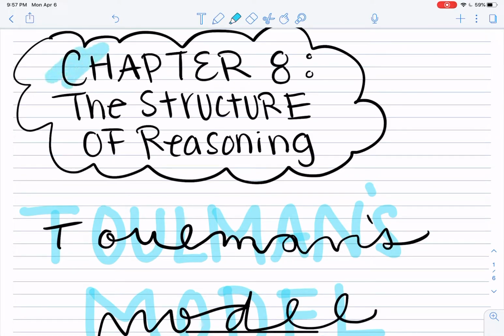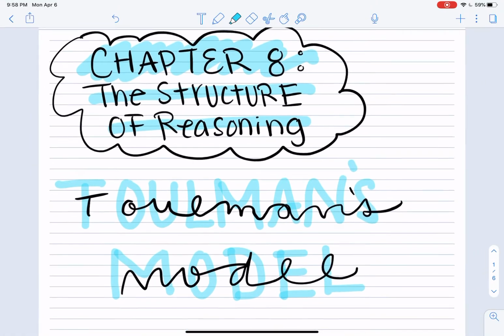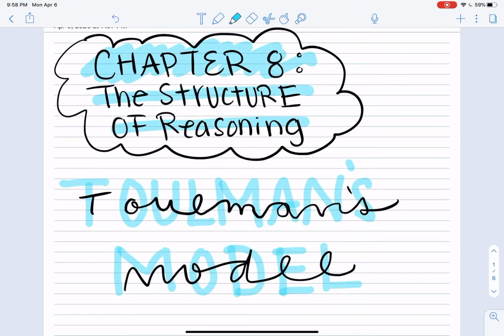In today's lesson, we will review Chapter 8, the structure of reasoning. Now, the chapter identifies two common structures utilized within debates. The first is referred to as the classical structure, also referred to as Aristotle's model. And then the second structure is Toulmin's model. You all actually used this second model within your first debate.